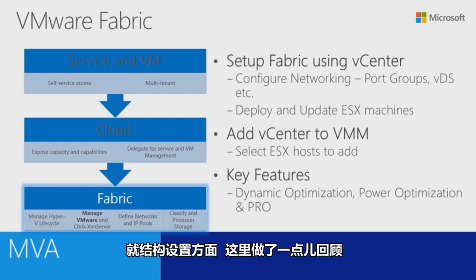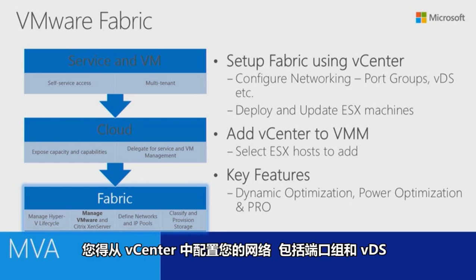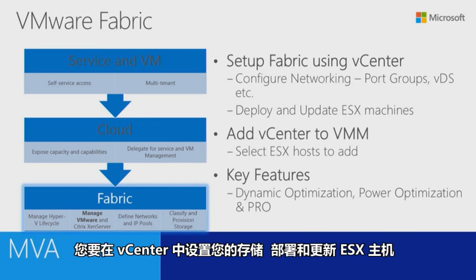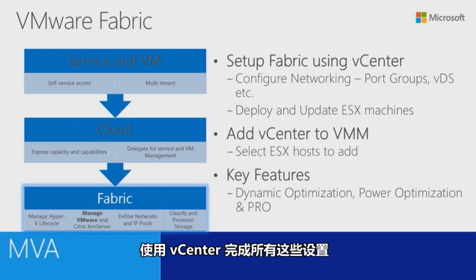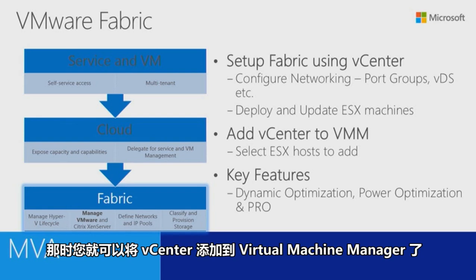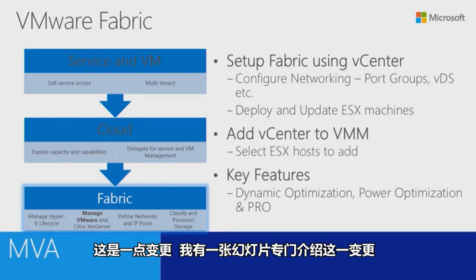So as far as fabric setup goes, here's a bit of a review. You're going to set up the fabric using vCenter. You go to vCenter and configure your networking, the port groups, VDS. You're going to set up your storage in vCenter. You're going to deploy and update those ESX hosts and get all of that set up using vCenter. At that point, you're ready to add vCenter to Virtual Machine Manager.